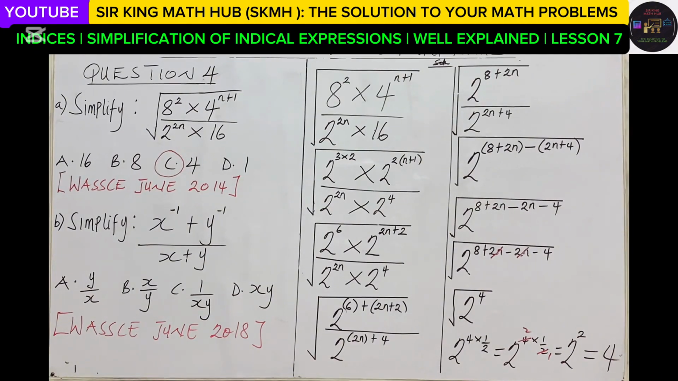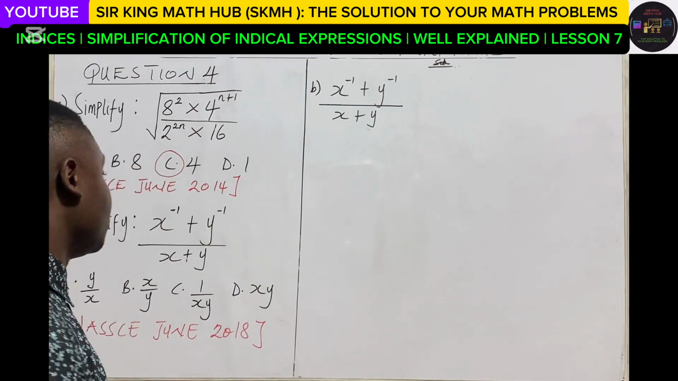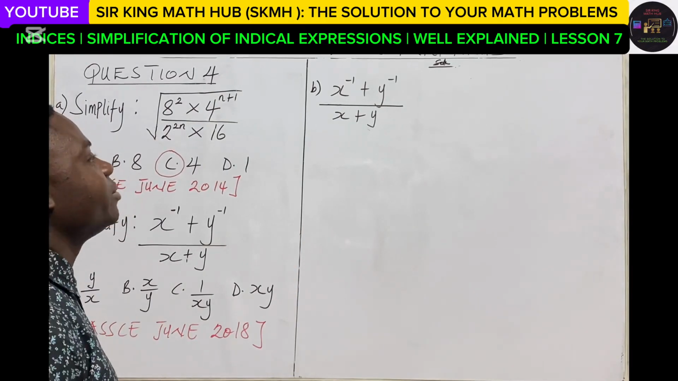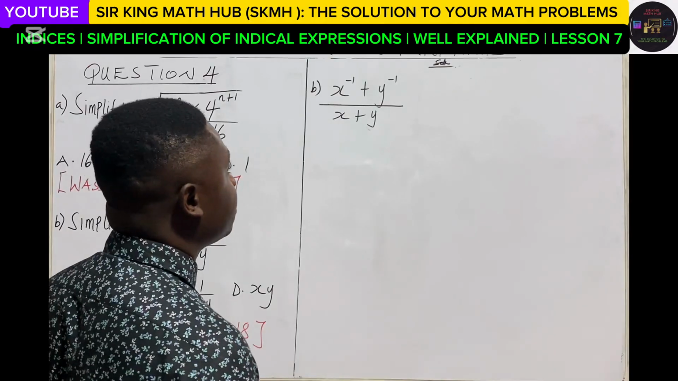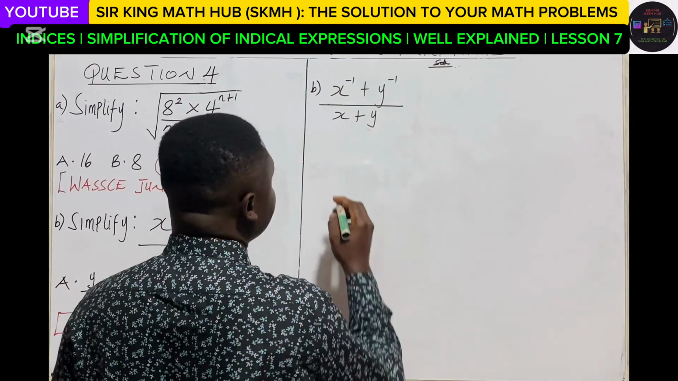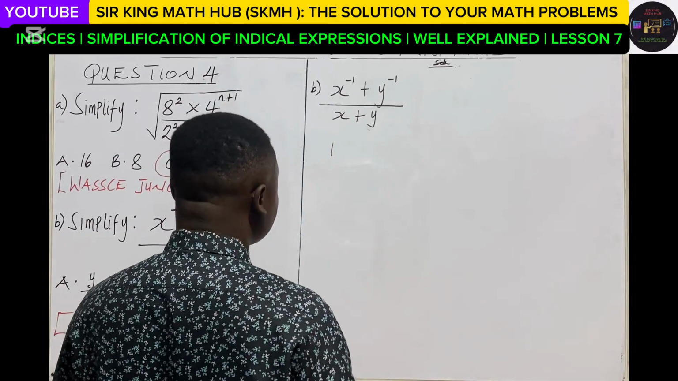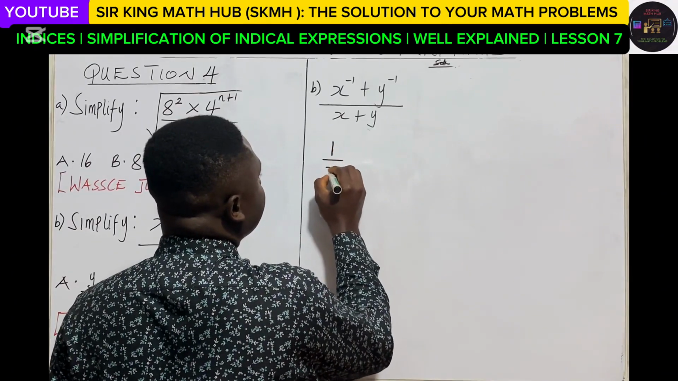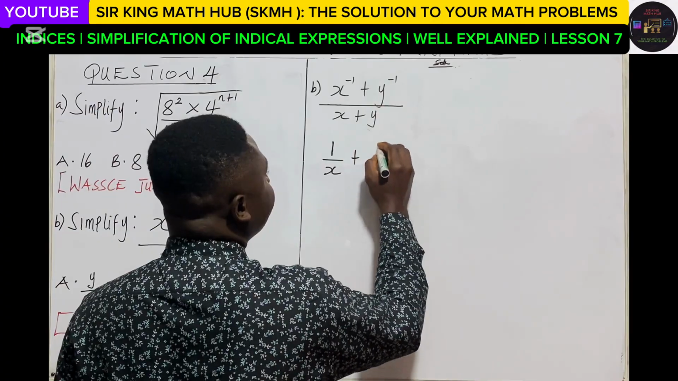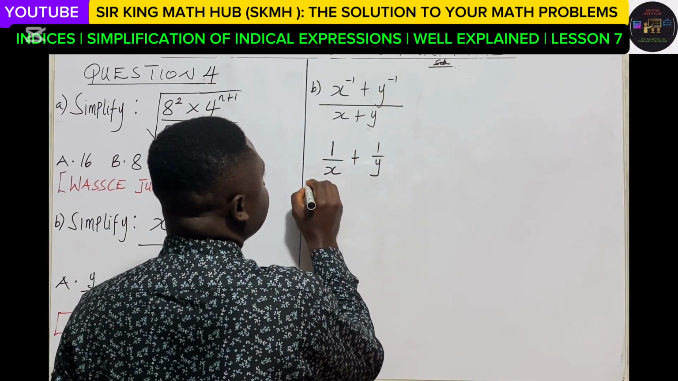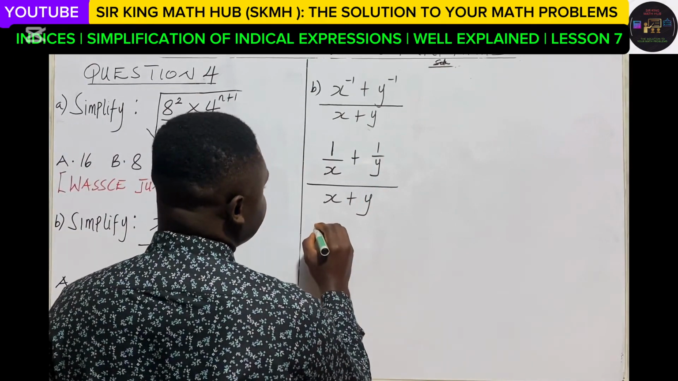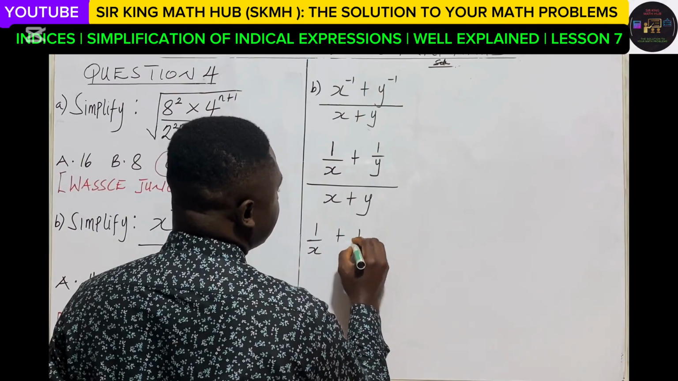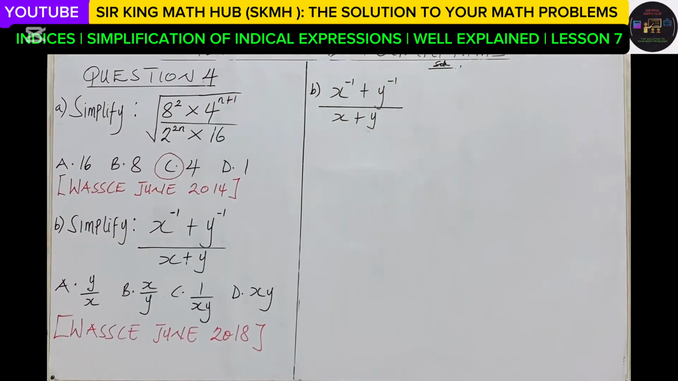C. Let's also look at the B. So for the B, we have to simplify this algebraic fraction. So now, recall from the negative index property of indices. So x exponent negative 1 can be written as 1 on x. So plus y exponent negative 1 can also be written as 1 on y. So this divided by x plus y. Now again, this whole expression can also be written as 1 on x plus 1 on y divided.